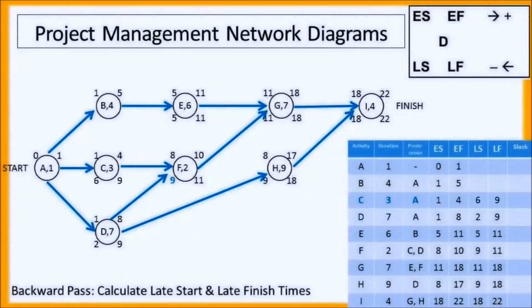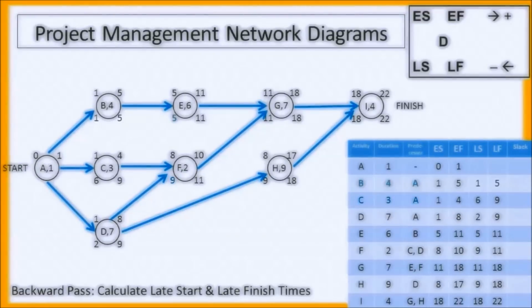Task C must be completed in time to start task F, and so task F has a late start time of 9, and so that becomes the late finish time of task C. 9 minus 3 is 6, so 6 is the late start time for task C.